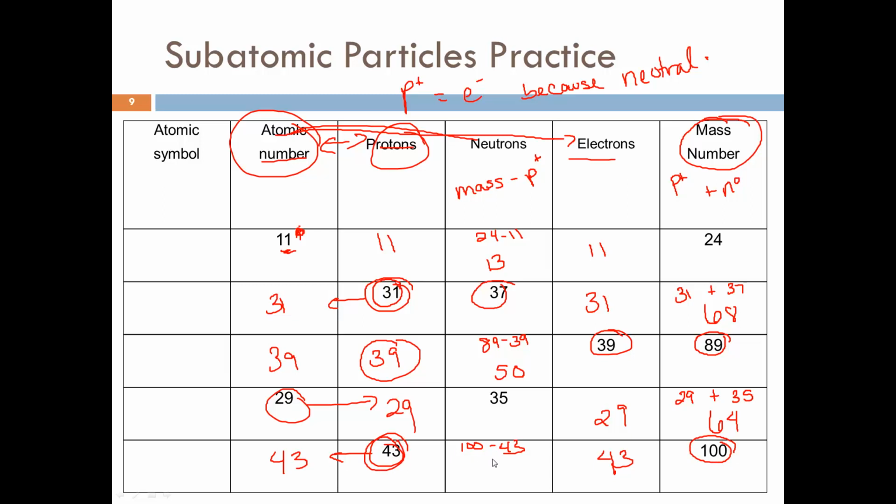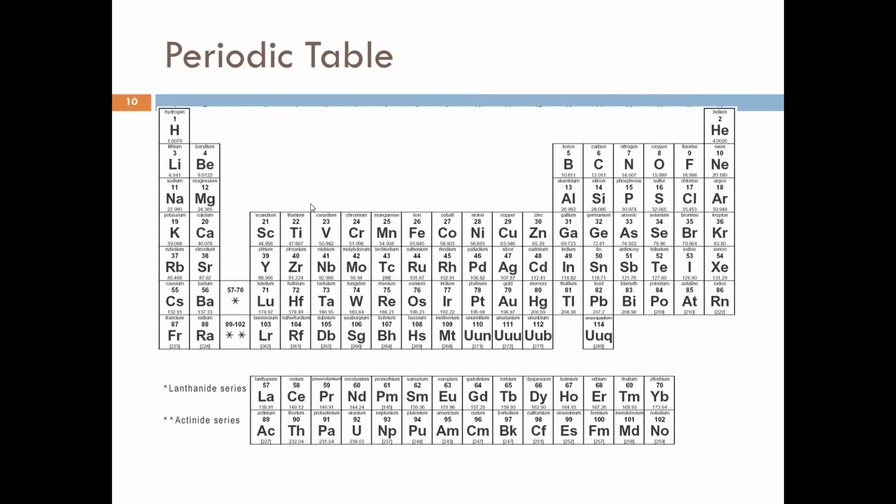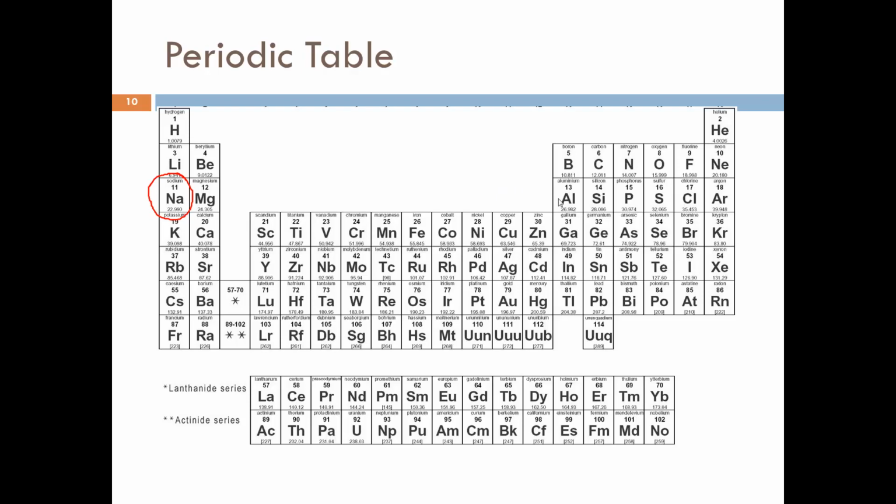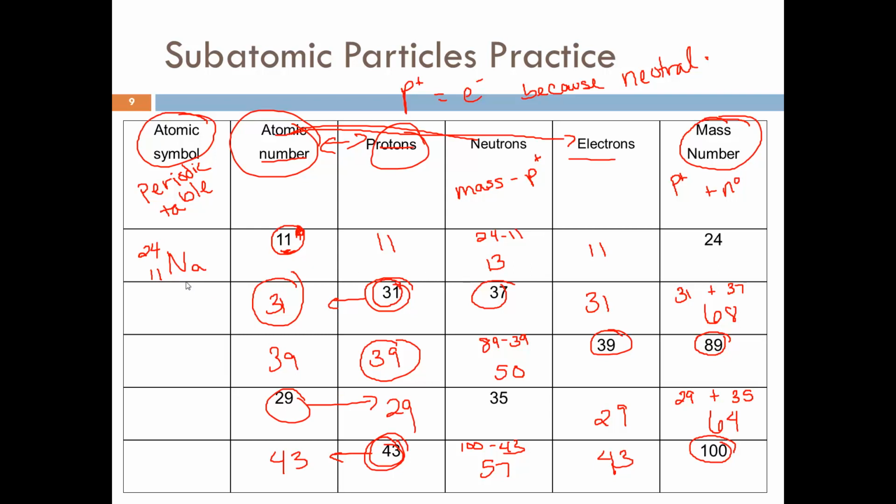The very last thing we need to do is figure out the symbol, and this is where we're going to look on the periodic table. So, we're looking for atomic number 11. Go to the periodic table, we find atomic number 11 is Na. The atomic number goes on bottom, the mass number goes on top. Do the same thing here for 31. 31 is gallium. That's Ga, 31. Then the mass number is 68.